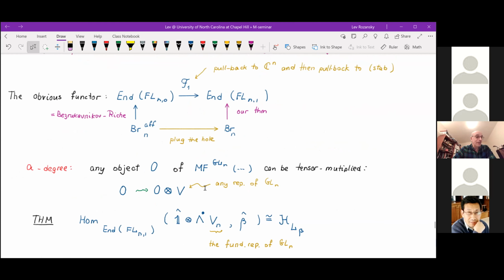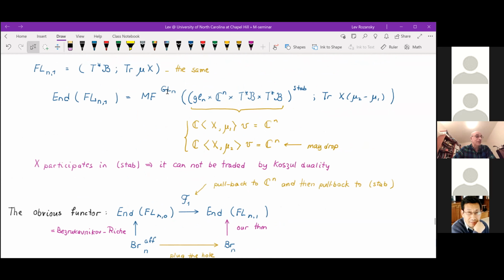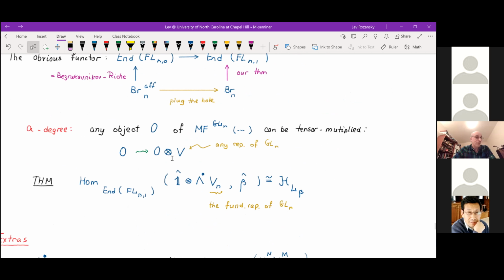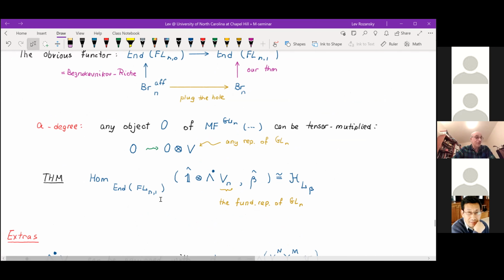So a degree is brought in by tensoring with exterior powers of the fundamental representation of GLN, which we can do because the category is category of equivariant coherent sheaves or matrix factorizations, you can tensor any object with representation of GLN. So this is our theorem, that you get triply graded link homology by doing this.